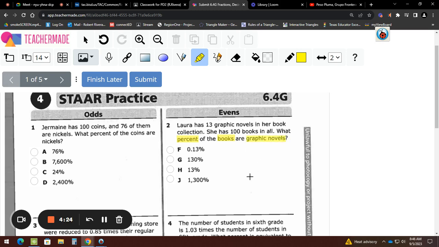So basically, my question is, what percent of the books are graphic novels? Okay, so now I know what they want. Percent of graphic novels. Now I'm going to go to the first sentence. Laura has 13 graphic novels in her book collection. What would I box there, or highlight there? What would I highlight there in the first sentence?